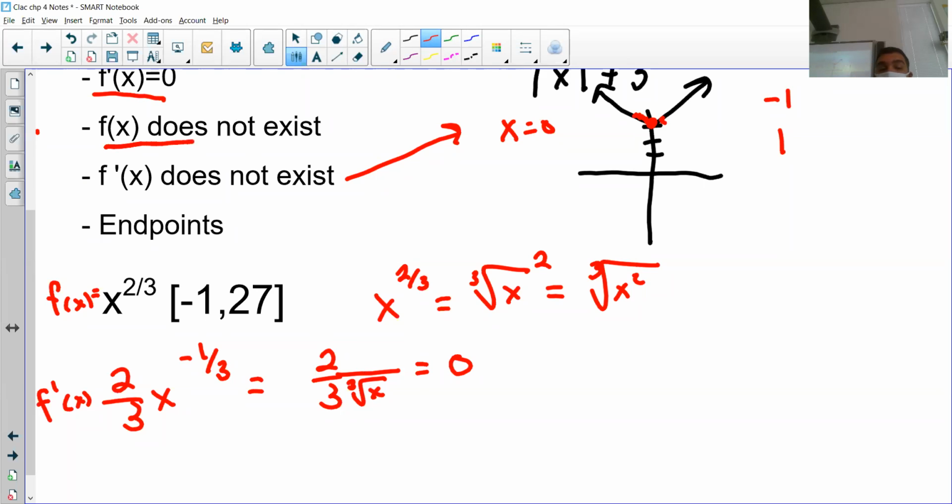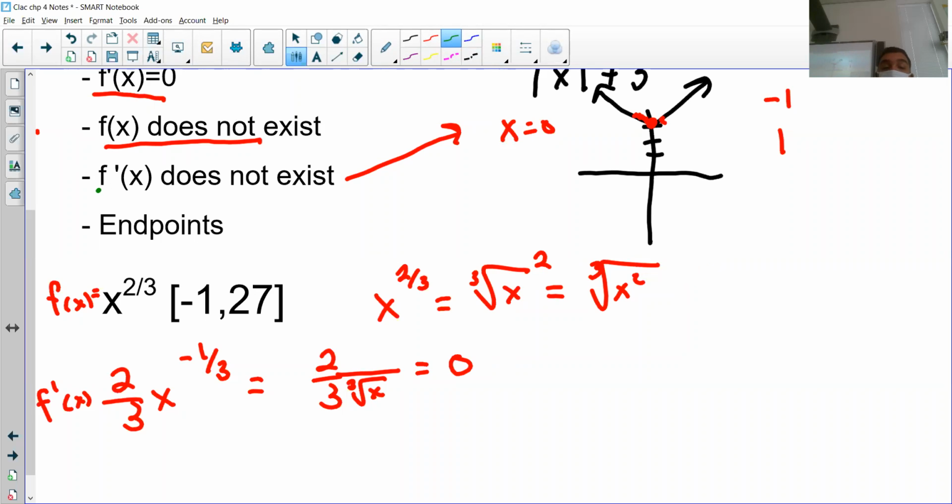Let's check the next thing. f of x does not exist. In our original f of x equation, is there any part that we cannot plug into? Is there any number we can't plug into the cube root of x squared? Where can you plug in f of x, which was originally x to the 2/3, which is one of these two things. I just rewrote it though. Are there any restrictions on the domain? Is there anything that you can't plug in? No, there's no restrictions here.